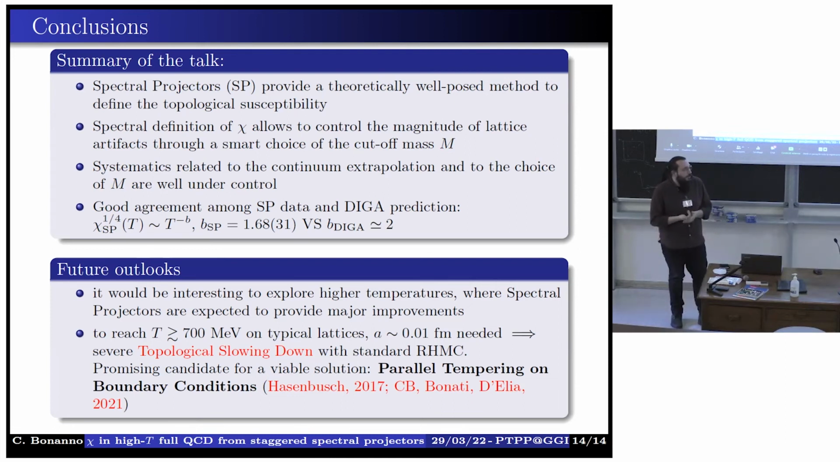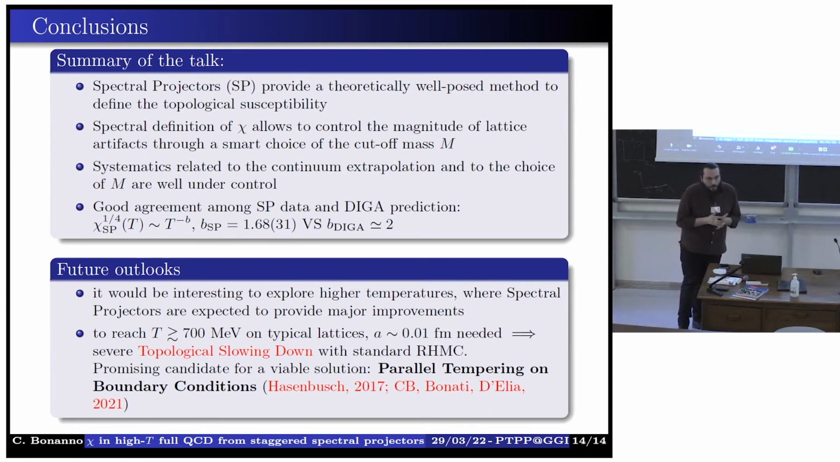So of course, it would be interesting to include higher temperatures in our study, where we expect spectral projectors to be even better. But if we want to reach temperatures above 700 MeV on the typical lattices that we can afford, of course, we need lattice spacings of the order of 0.01 fm, where we know that we have to face a severe topological slowing down using standard RHMC algorithms.